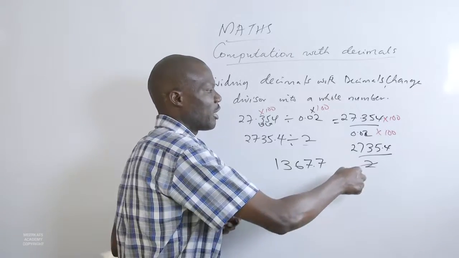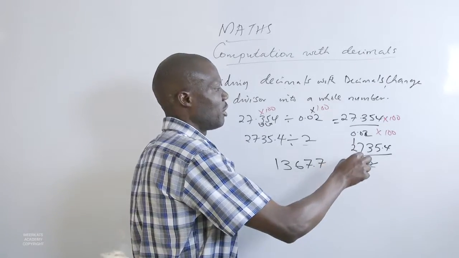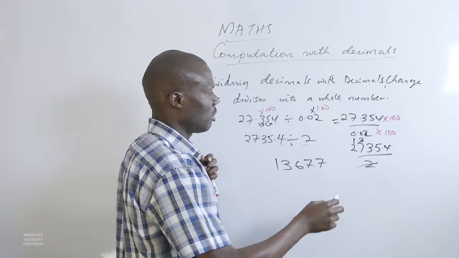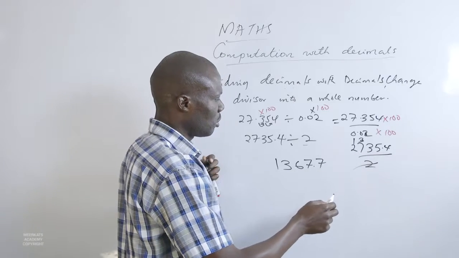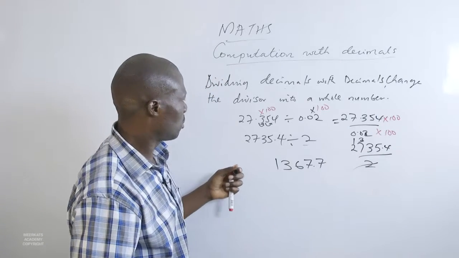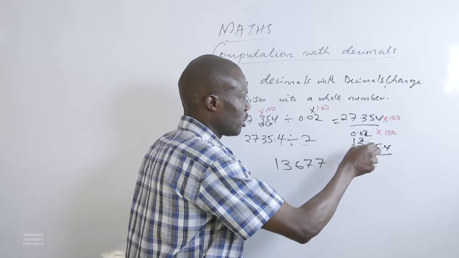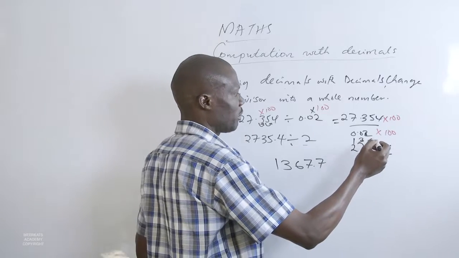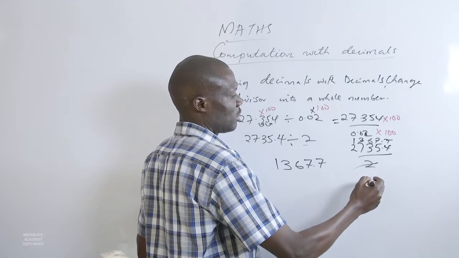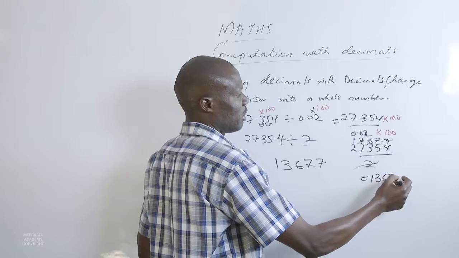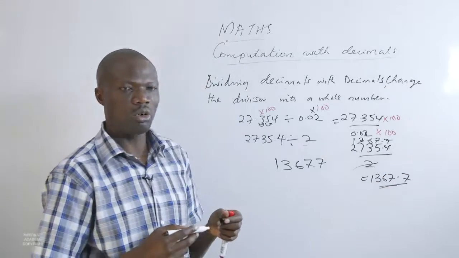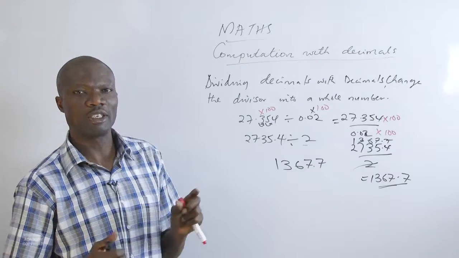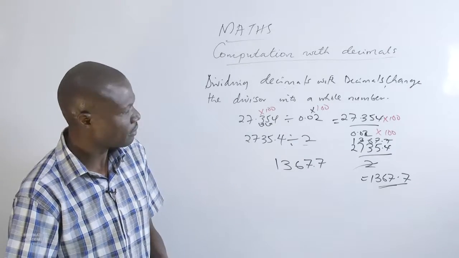If you are to cancel here again, we'll say 2 by 2 here is 1, 3, we have 6, we have 6 here, combined 1, 15, we have 7. So this one is 136.7. So you can always solve by simply making the divisor a whole number.